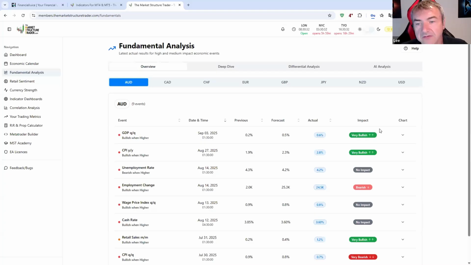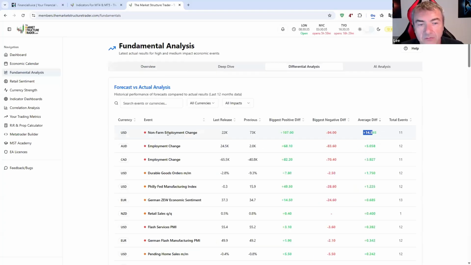So with a differential, what this is saying is here, for example, the average differential for non-farm payroll is 14.5. Yeah, most of the time it's higher. So it's looking over the last 11 events here. So this is the biggest differential we've ever had on non-farm payroll. That is the biggest differential to the downside we've ever had. And this is on average what we get.